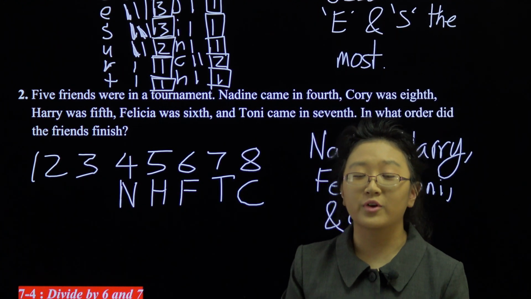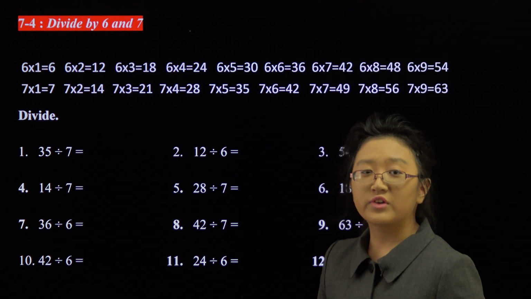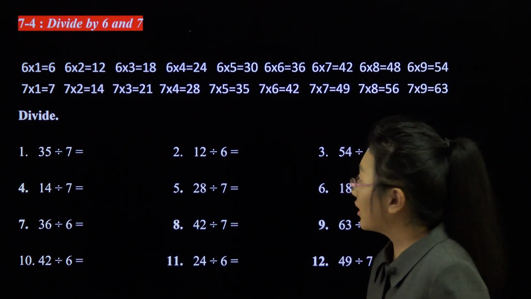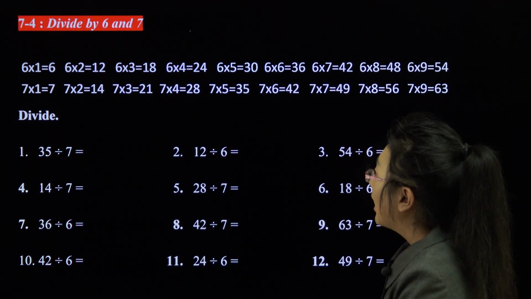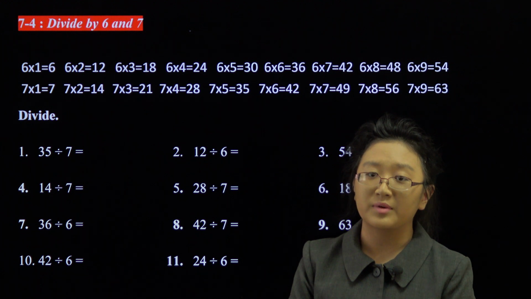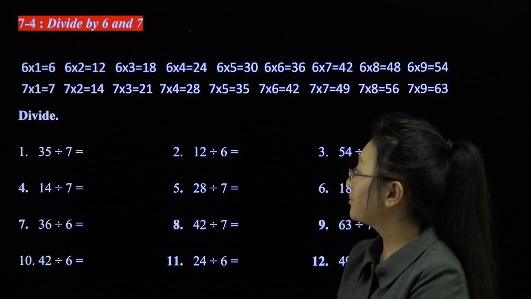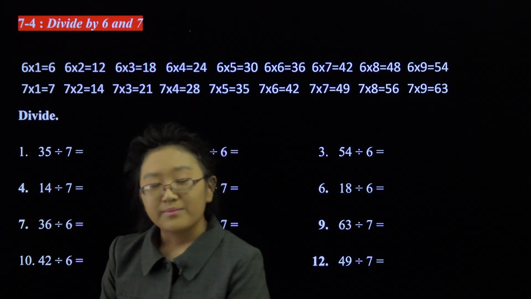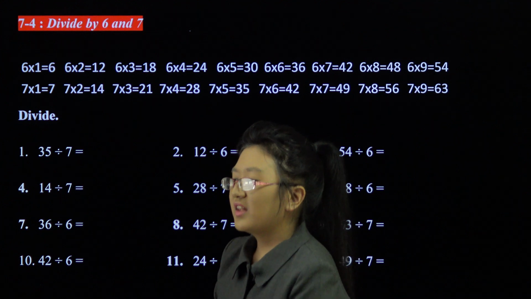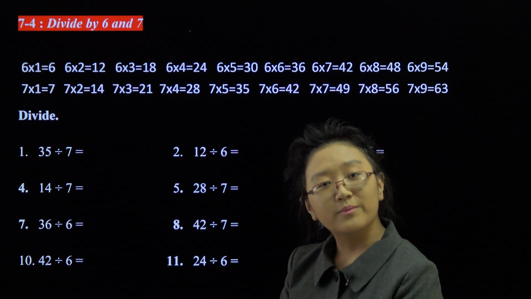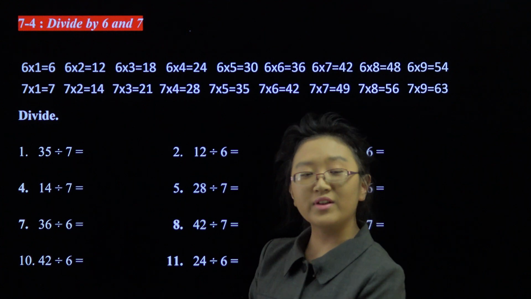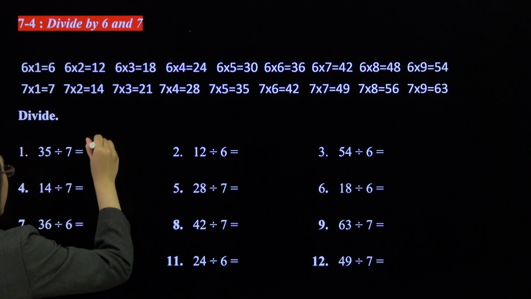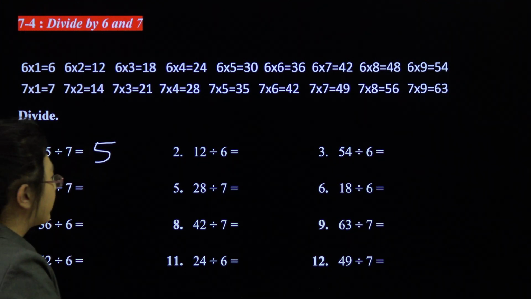Great! Now it's time for the next section. We're back to division, and here we have divide by 6 and 7. These are the parts of the multiplication table that's 6 and 7. Divide. 35 divided by 7. 7 times what equals 35? 7 times 5 equals 35. Therefore, 35 divided by 7 is equal to 5.